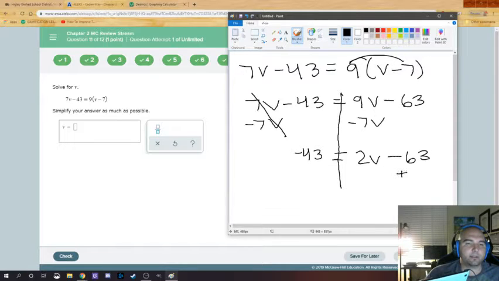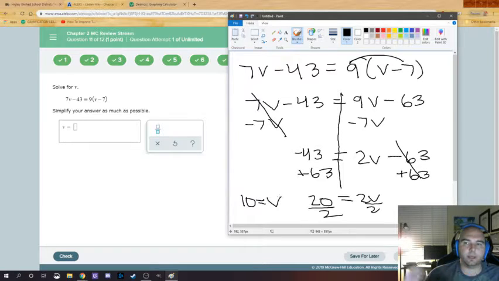Alright, I'm going to add 63 to both sides. That gives me negative 43 plus 63 is 20, equals 2v. And I can divide by 2. And I'm going to write it off to the left so you don't get cut off. 10 equals v.